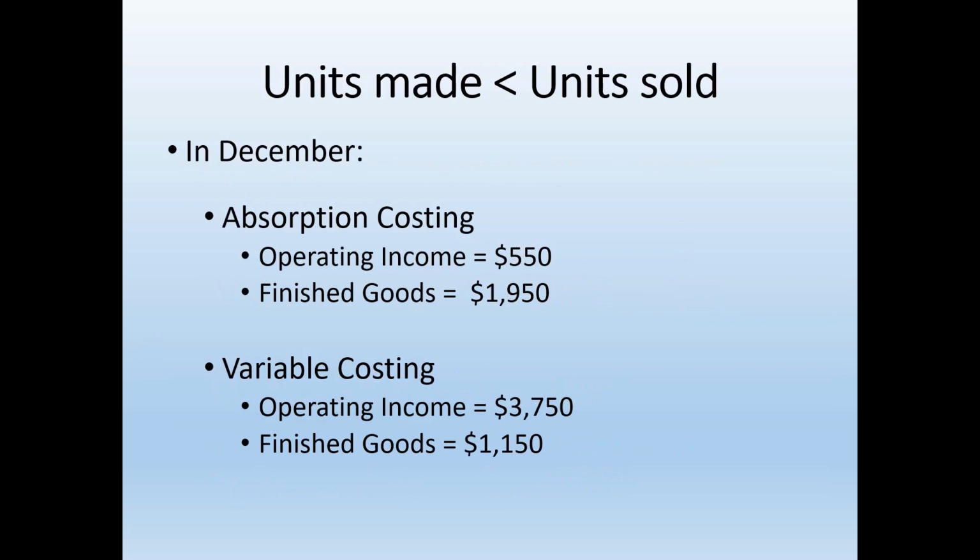Now let's compare the two methods in December. We can see that operating income under absorption costing is much lower than under variable costing. We can also see that the value of finished goods on the balance sheet is higher under absorption costing than under variable costing. Let's see why this happened.